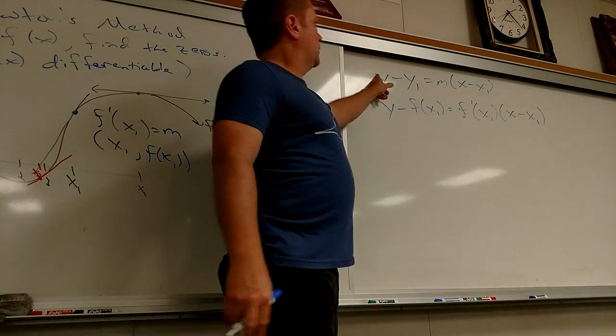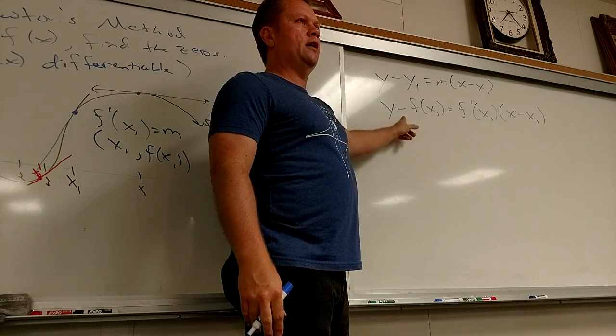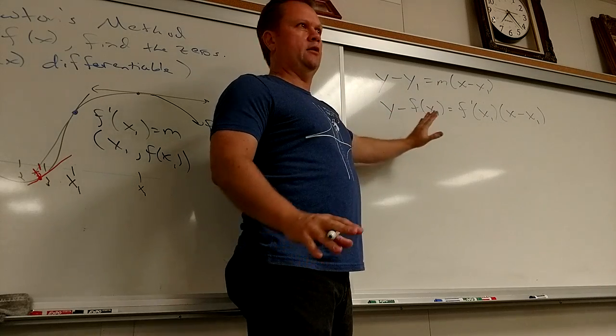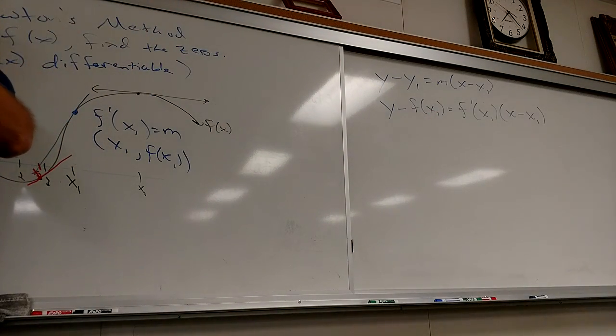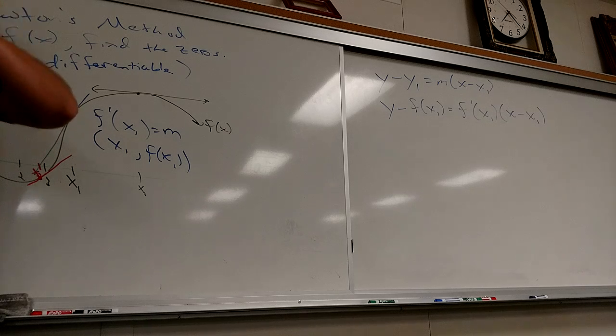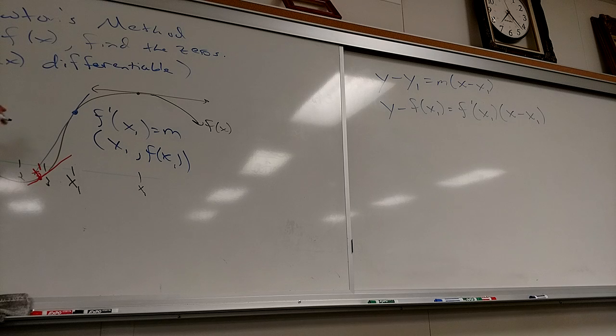So this is the general idea of a tangent line. Throw in the information I've got. Okay. So again, going back to the process that Newton came up with, once I find that equation of the tangent line, what do I want to use that tangent line to do? What do I want to get from that tangent line?